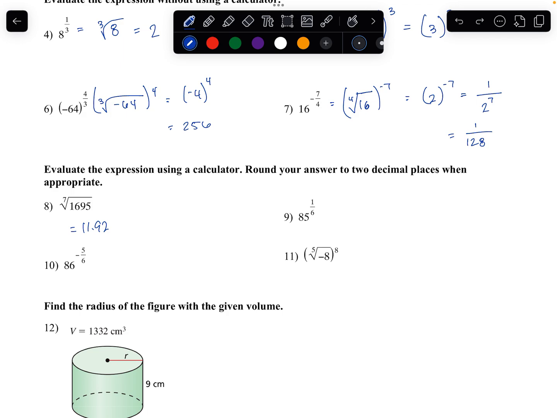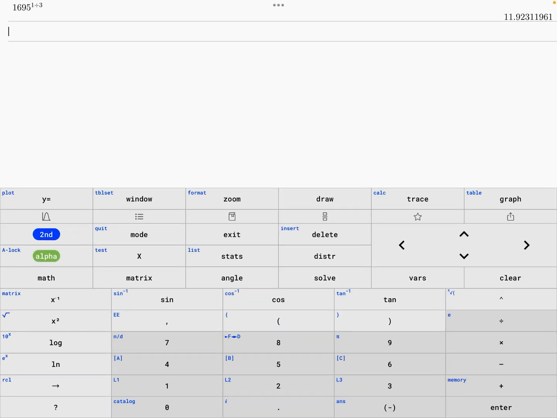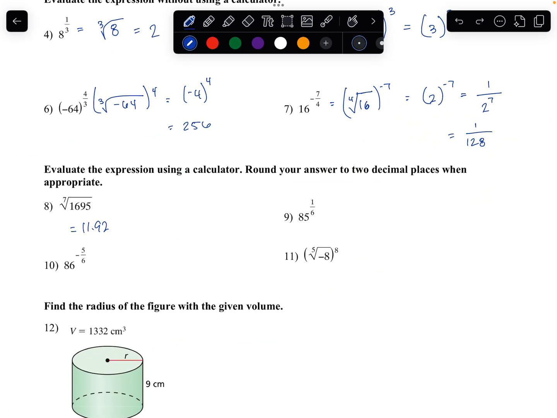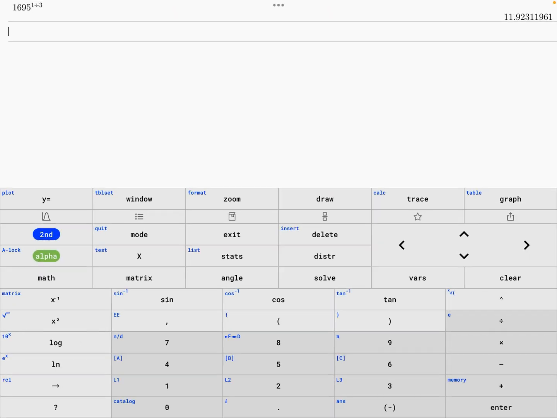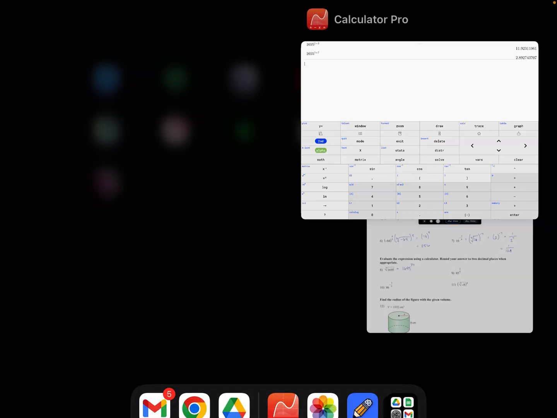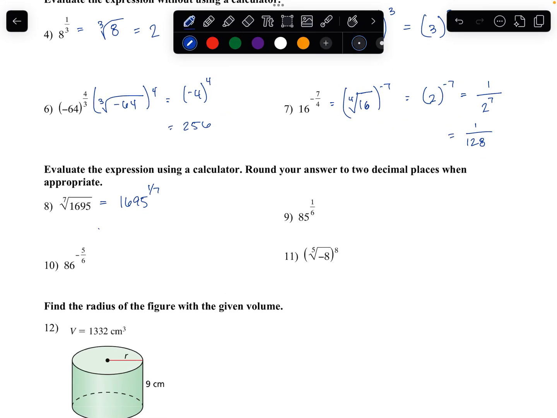So this is what, wait, did I do 7th power? I did a 3rd power. Sorry, I need to redo this. This right here is equal to 1695 raised to the 1/7 power. Okay, so let me redo that because I did 1/3. 1695 raised to the 1 divided by 7, and that gives me 2.89. So equal to 2.89.